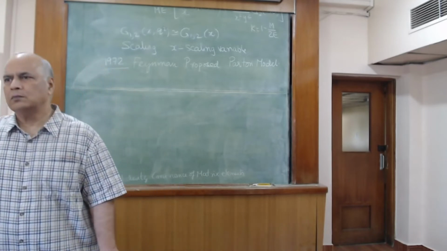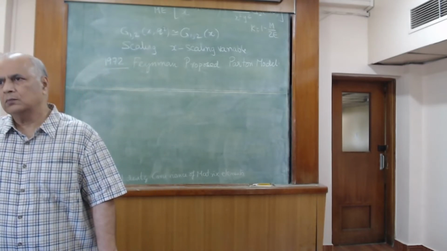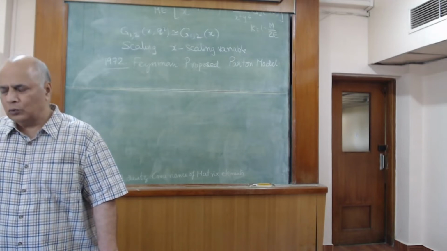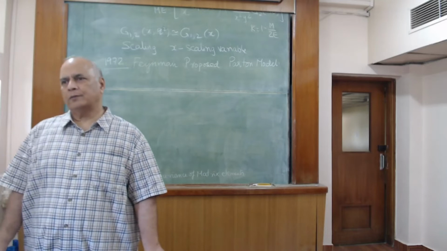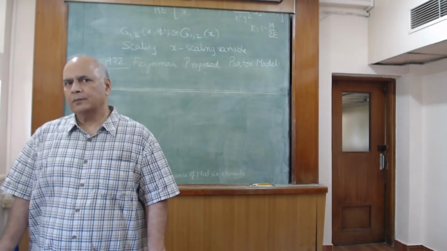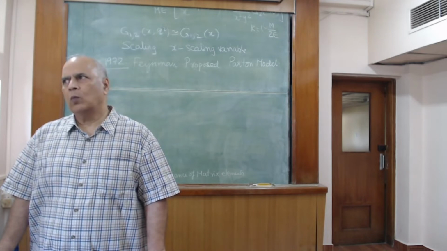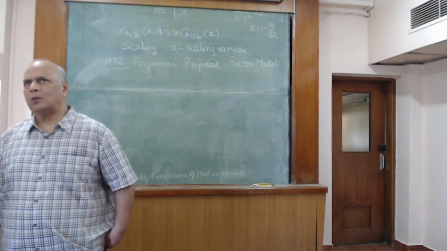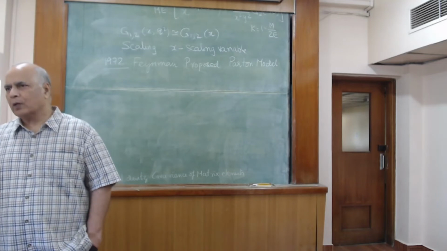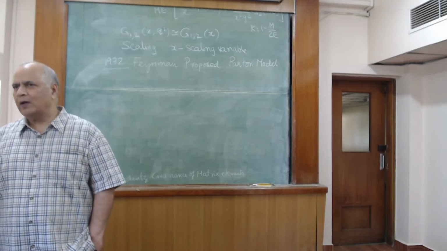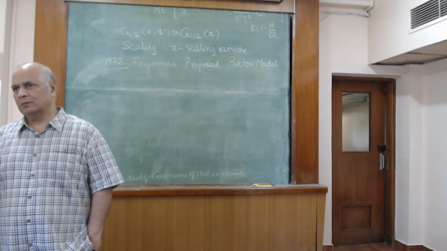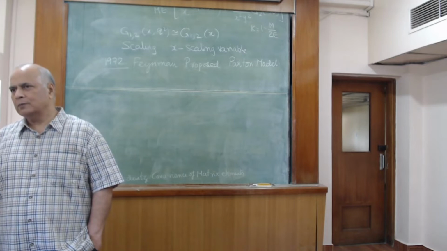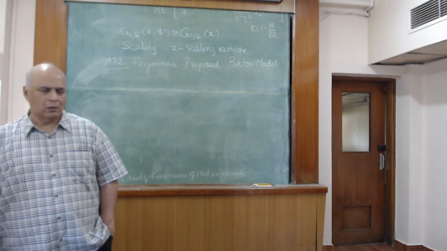In general, G1 and G2 are functions of x and q square. x is q square by 2 m nu. So that means these G are only dependent on nu. No, they are dependent on x. Yeah, but x is q square by 2 m nu, right? And there is no q square dependence.